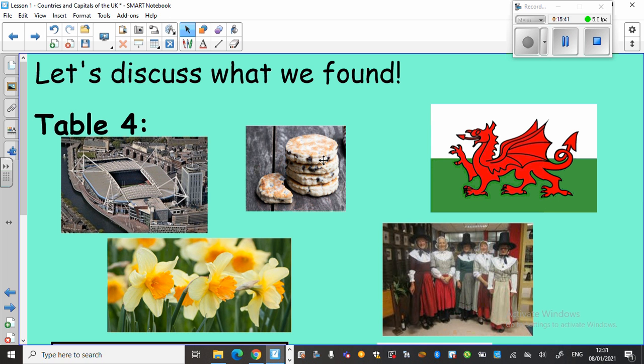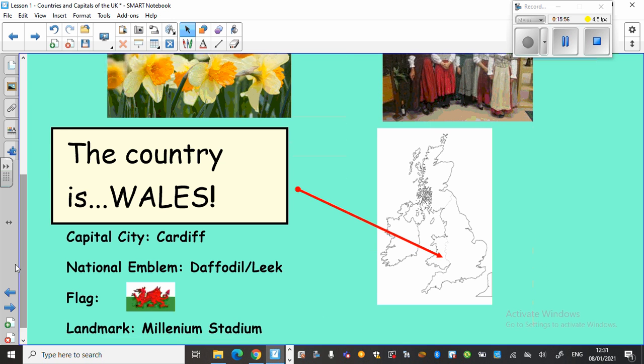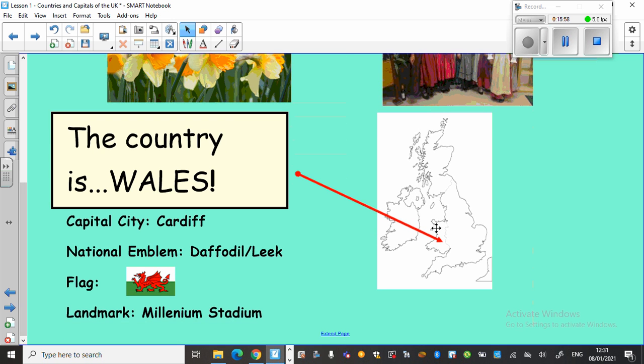So these are in fact Welsh cakes, which probably gives away which country it is. The daffodil here, which is the national emblem of this country, and this stadium here, which is in Cardiff, which is the capital city of Wales. So that was our final country, which is here.